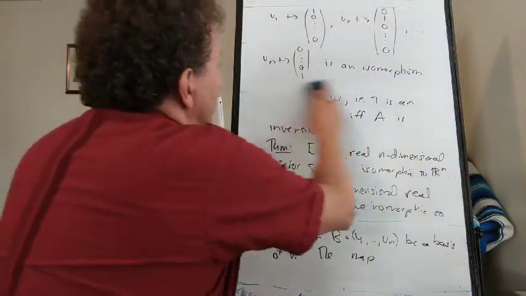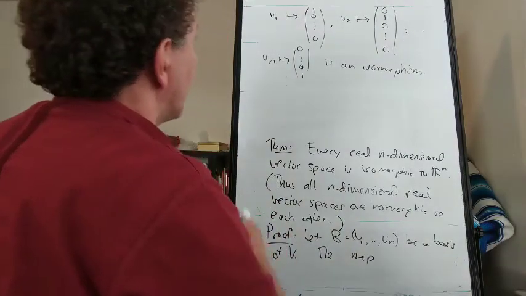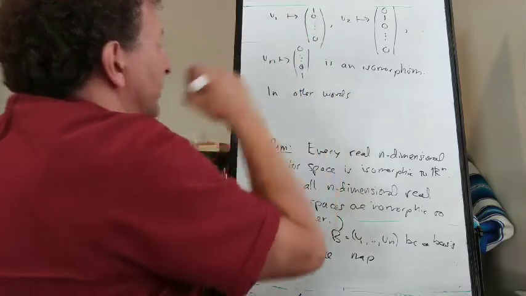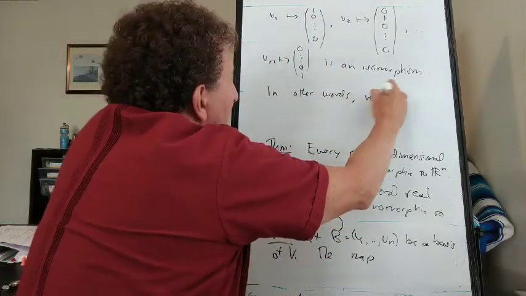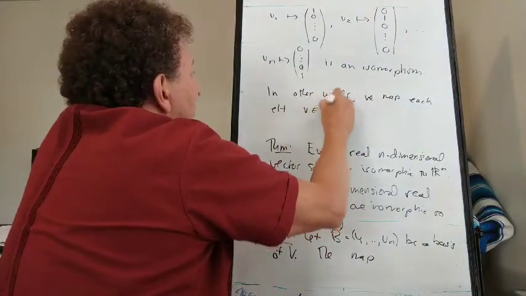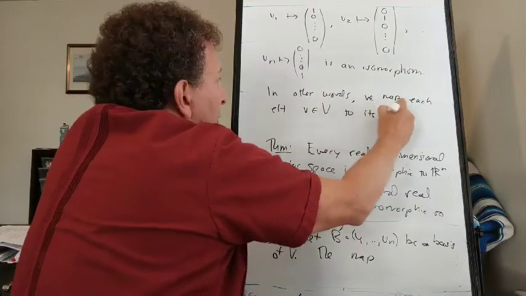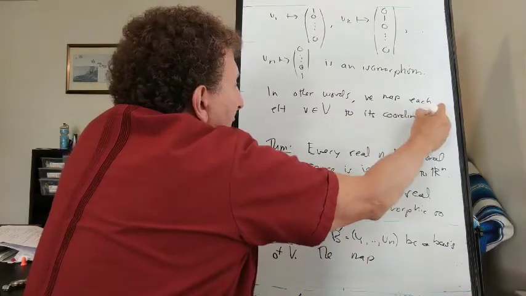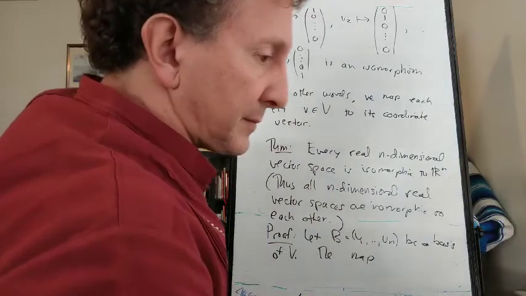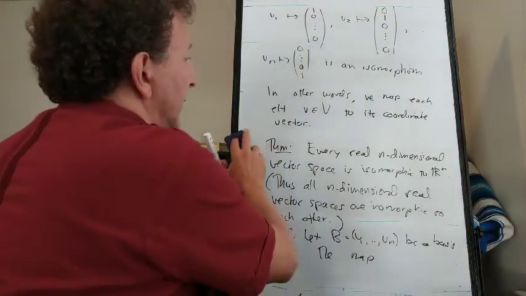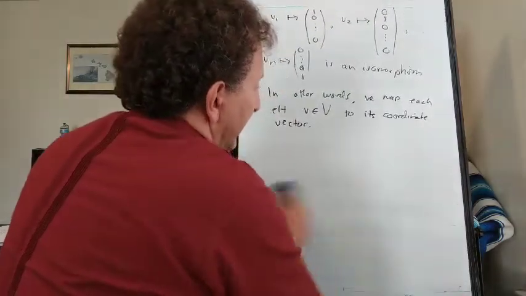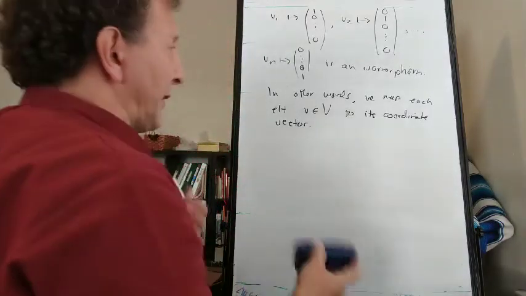That is, we're sending, and we've been using this fact all along. In other words, we map each element v of the vector space V to its coordinate vector. Now we're basically saying that all n-dimensional real vector spaces are alike.